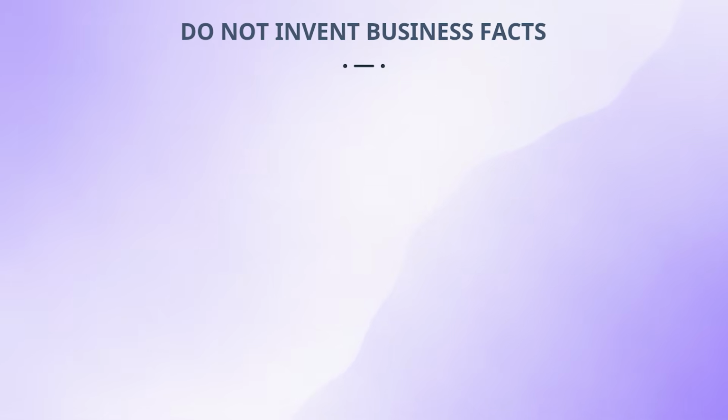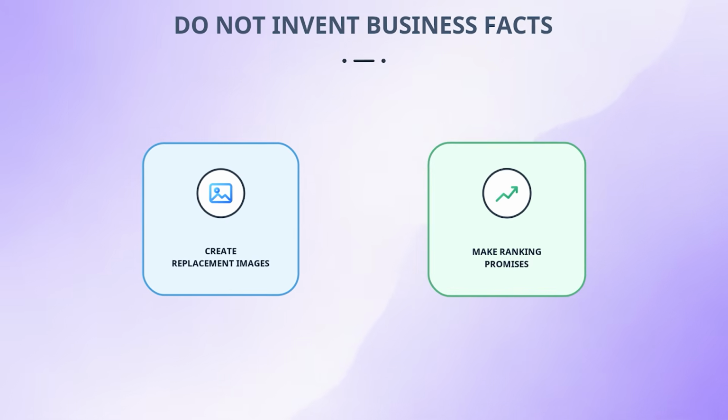Continue the instruction like this. Create a prioritized shot list using only real scenes this business can photograph. Flag blur, darkness, heavy alteration, unclear relevance, and uncertain classifications. Do not invent business facts, create replacement images, or make ranking promises. Explain every recommendation in plain business language.